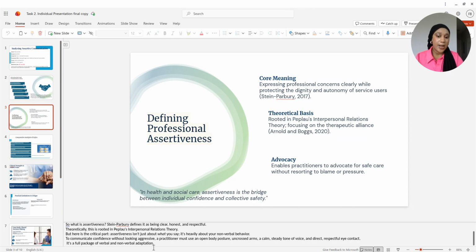Assertiveness isn't just about what you say. It is heavily about non-verbal behaviors. To communicate confidence without looking aggressive, a practitioner must use open body posture, uncrossed arms, a calm, steady tone of voice, and direct, respectful eye contact. It's a full package of verbal and non-verbal adaptation. Next slide.